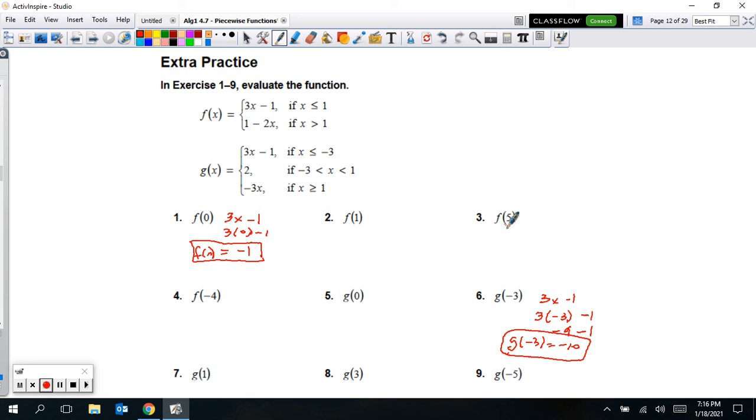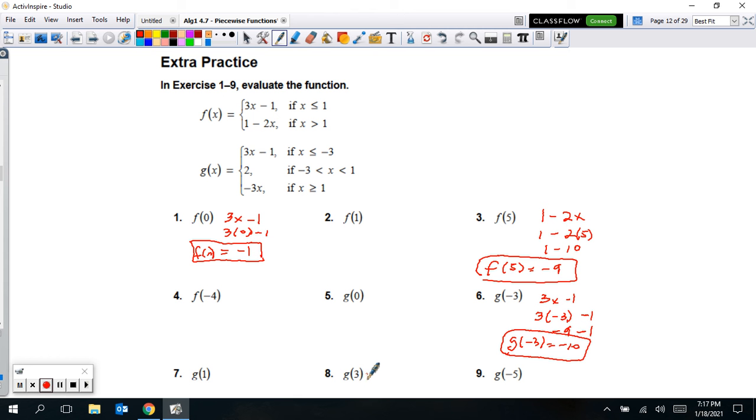Alright, so I'll do a couple more and then I'll let you try some. So we come back up to the f function here. Let's look at number 3. So if I look at 5 for f, where does that fall? Remember, we're going to use the f function on the top one here. This one says x is less than 1, or this one's x is greater than 1. Well, 5 is greater than 1, so we have to use this piece of the function, the 1 minus 2x. So it's 1 minus 2 times 5 for x, and that's going to give us 10. 1 minus 10 is going to give us negative 9. So our f of 5 is equal to negative 9. There's our answer. And I'll come down to maybe one more down here.